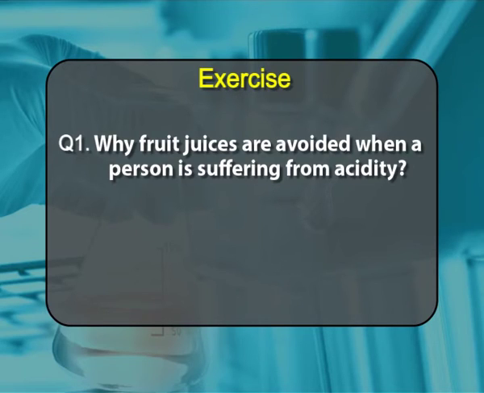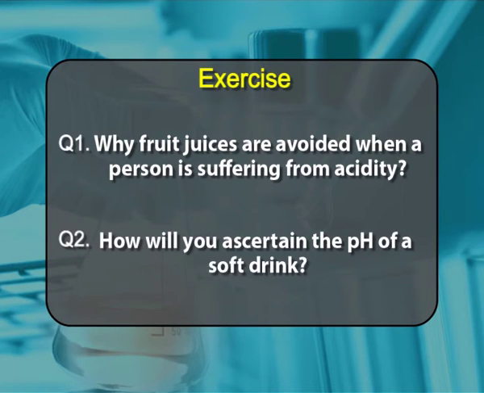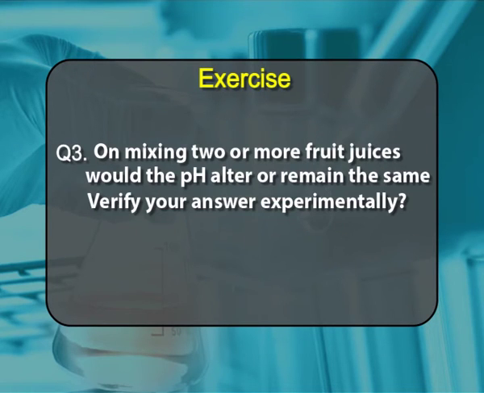Exercise for the learners. Number 1, why fruit juices are avoided when a person is suffering from acidity. Number 2, how will you ascertain the pH of a soft drink. Number 3, on mixing 2 or more fruit juices, would the pH alter or remain the same? Verify your answer experimentally.